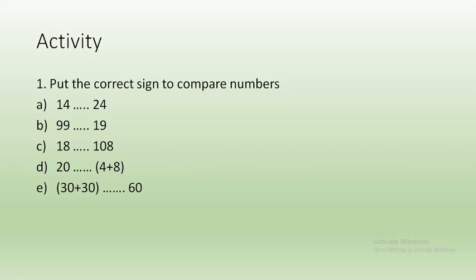Now the activity of today has three numbers. Number 1, put the correct sign to compare numbers. A, 14, is it bigger than or smaller than or equal to 24? The same as B, C, D, and E.